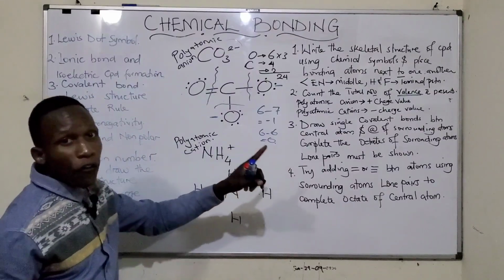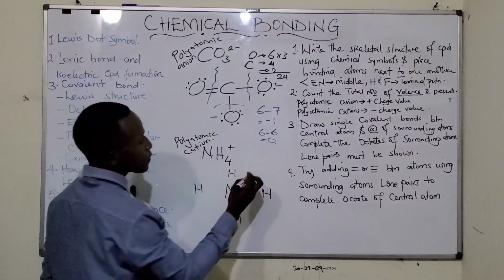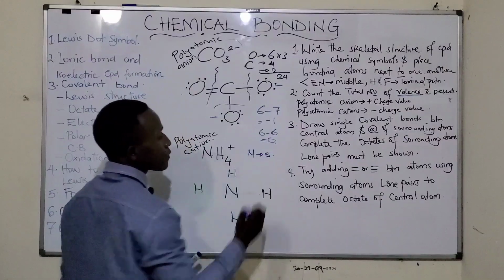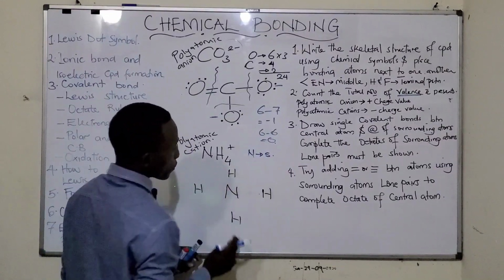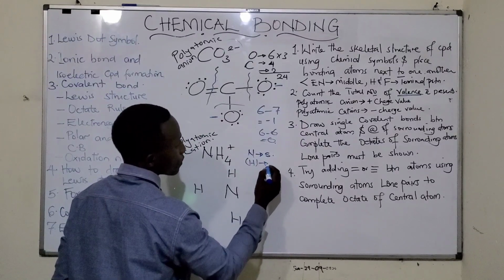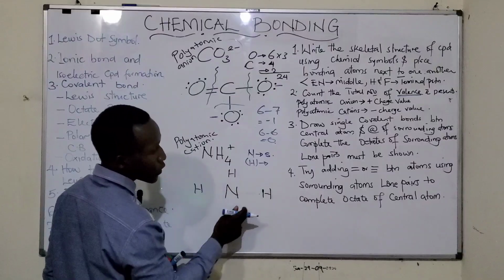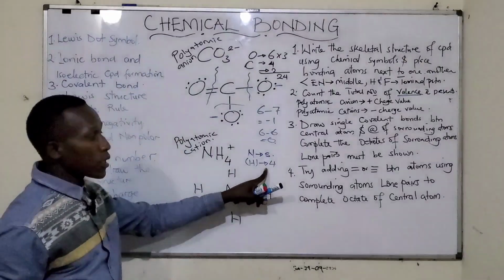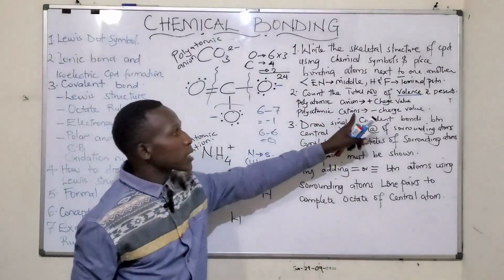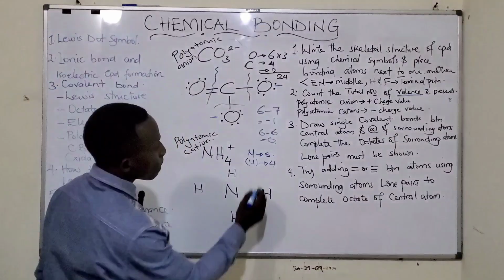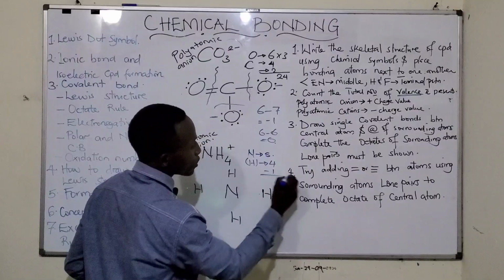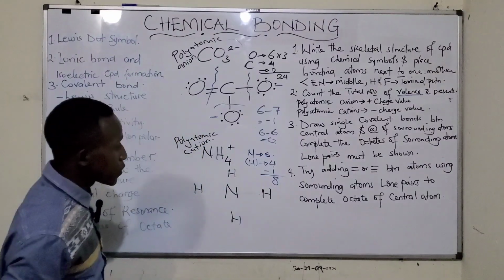Then we count the total number of valence electrons. Nitrogen is having 5. Each hydrogen, we have 4 of them, each is having 1. So it is 1 times 4. So there are 4 electrons surrounded by these hydrogens. Then, since it's a cation, we say that for a polyatomic cation, we subtract the charge value. So, we have 5 plus 4, which is 9. So we subtract 1. So we shall have 8 electrons to use.